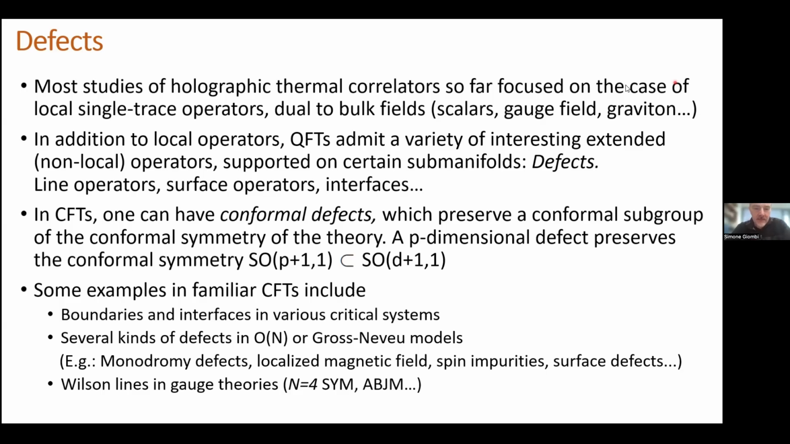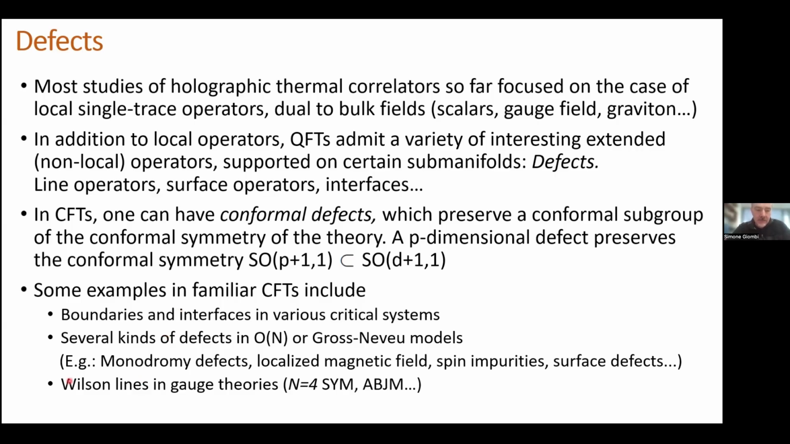In particular, in CFTs, a special kind of defect, which is the one I will mainly be interested in, are conformal defects, which are defects that preserve a subgroup of the conformal group. So, for example, if you have a p-dimensional conformal defect, it preserves a p-dimensional conformal subgroup of the full conformal group of the full CFT. And there are many explicit examples where one can find conformal defects in familiar CFTs, like boundaries and interfaces in various systems like the O(N) model and the Gross-Neveu model, which also admit various kinds of line operators, surface operators, monodromy defects, and so on.